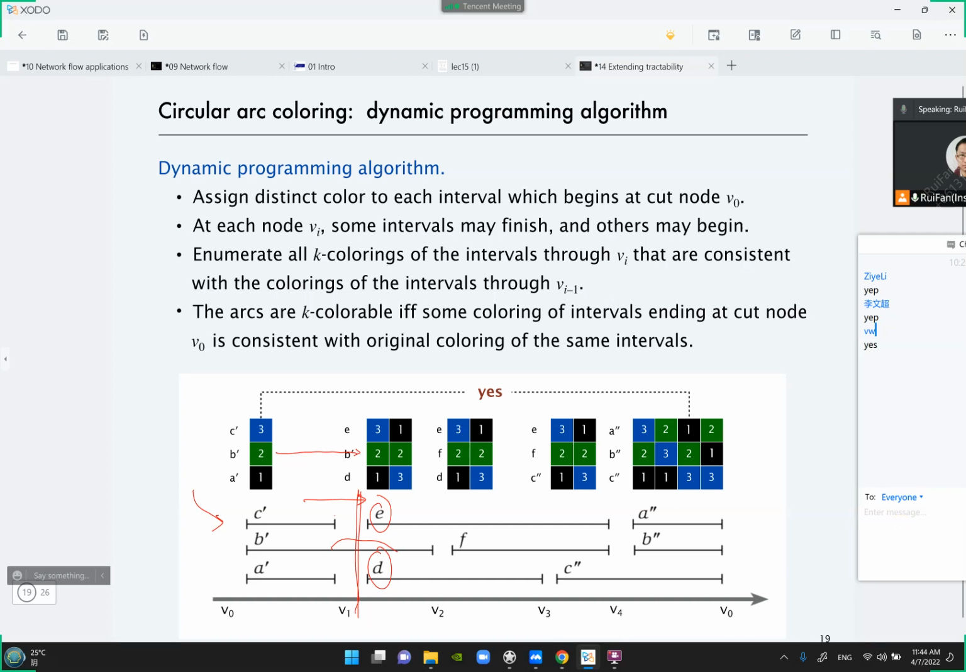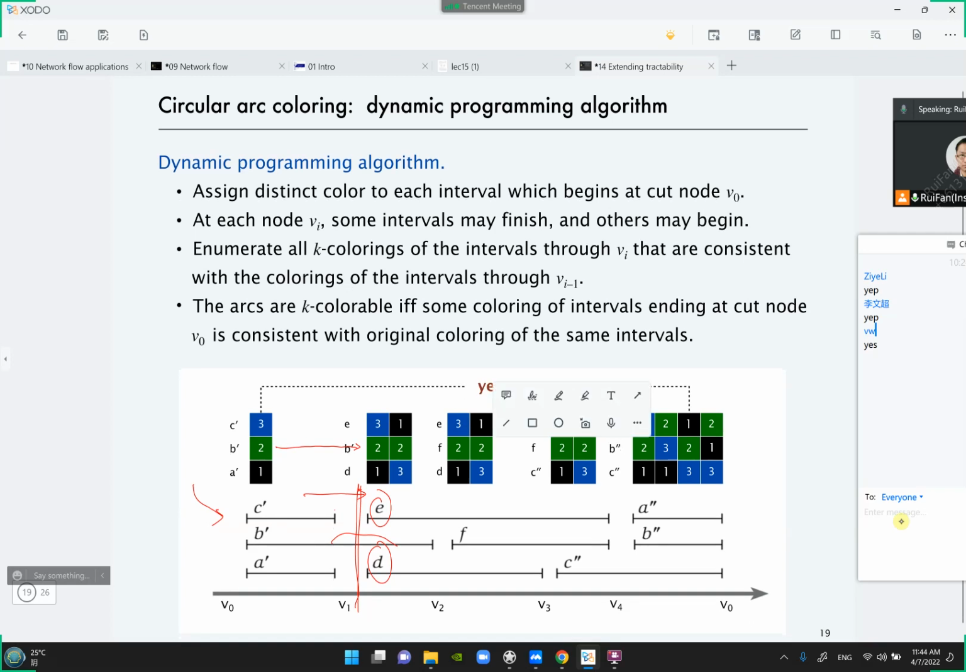There are actually two possibilities for the colors that E and D get. Either you can make E have color 3 and D 1, or you can make E 1 and D 3. So at this point, there are two colorings which are compatible with this initial coloring. We start with this initial arbitrary coloring, and once you get to this point, there are two compatible colorings. In order to be compatible, B prime needs to have the same color, but otherwise we can color E and D arbitrarily.